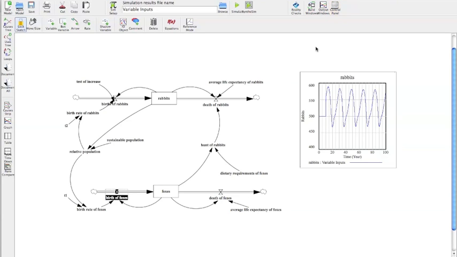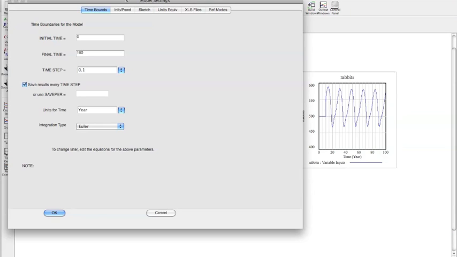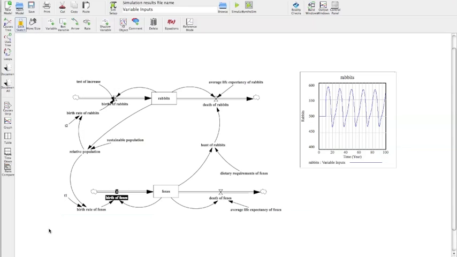One thing before we do this, sorry, is let's look at the model setup. It's always good to look at the setup. And again, it runs for 100 years. It's running at a time step of 1/10 of a year. You can change that if you want and see what the impact is, and you can play around with this a little bit more. So I wanted to say that.